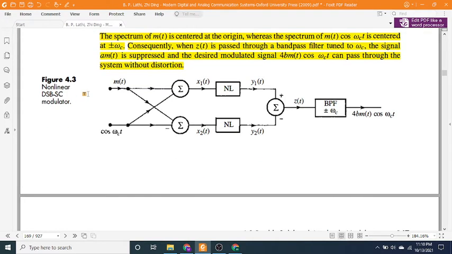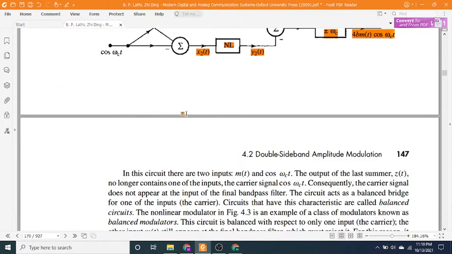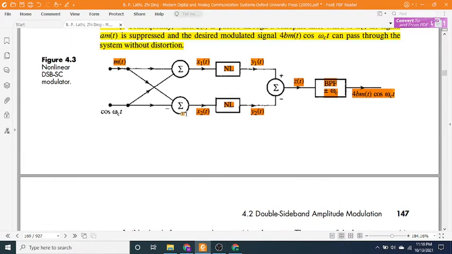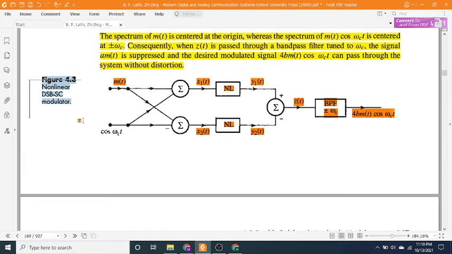M T x1 T y T Ni Z T BPF plus or minus FFIC 4B M T cos FFIC T Ni X2 T Y2 T 4.2 Double-Sideband Amplitude Modulation 147.